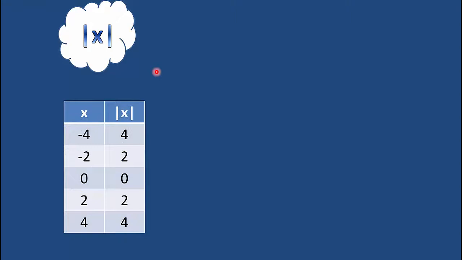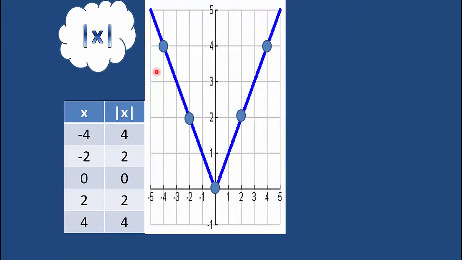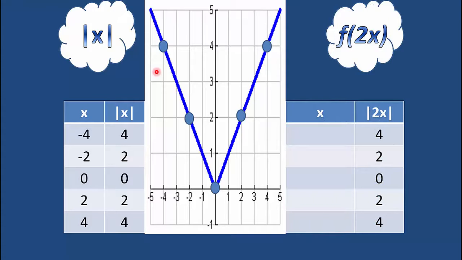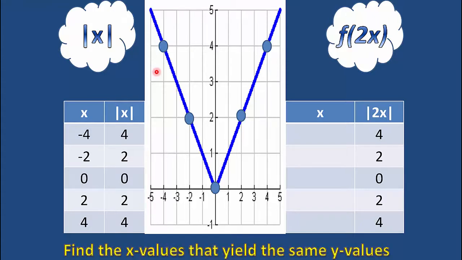Okay? So here's the absolute value of x. We know what this looks like. Now let's look at what happens when we put a 2 inside the absolute value. Now, we want to find the x values that yield the same y values. Now, it's inside the function this time. So we've got to compensate for the fact that when we put an x in here, it gets multiplied by 2. So what we need to do is divide every x value over here by 2. So -4 divided by 2 is -2. That's what I put in here. Now, the absolute value of 2 times -2, that's 4. Okay, so the absolute value of -4.